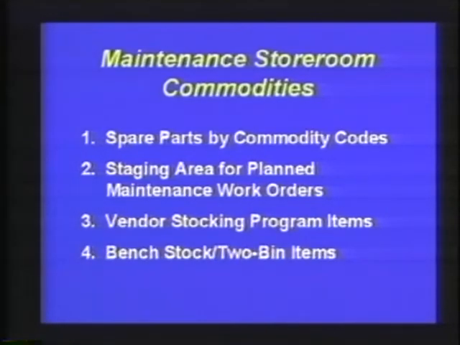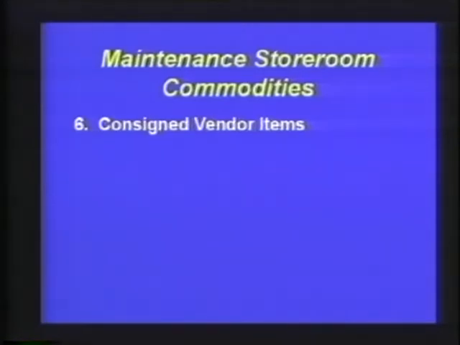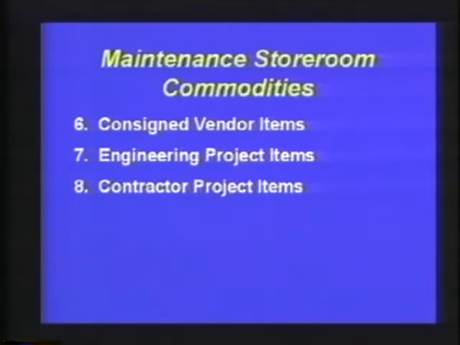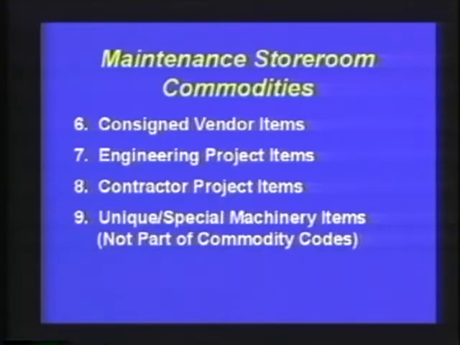Item 4 would be those items that are part of the bench, stack, or 2-bin system. 5 are the extra security items. Those would go into our bonded crib. Item 6 is consigned vendor items in. Item 7 is engineering project items, where the storeroom would be housing those on a temporary basis in conjunction with the facilities engineering group. Item 8 would pertain to contractor project items. And 9 would be unique, special machinery items.